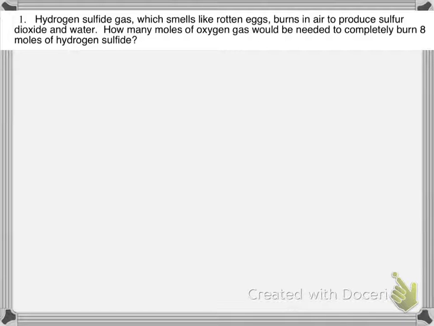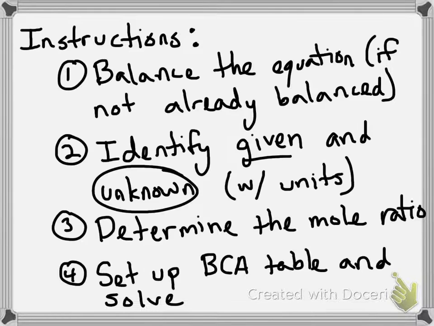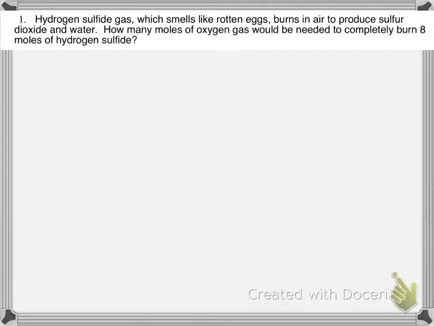So in this video, I'm going to walk you through how to do one of these. So this is number 1. Hydrogen sulfide gas, which smells like rotten eggs, burns in air to produce sulfur dioxide and water. How many moles of oxygen gas would be needed to completely burn 8 moles of hydrogen sulfide? So our first step is to balance the equation. So we need to figure out the equation.